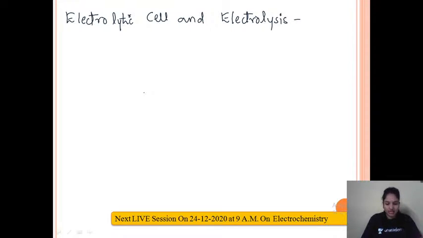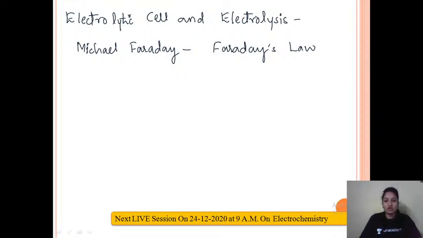So this electrolytic cell helps us in determining the amount of current that is flowing, right? So there was a scientist called Michael Faraday. He gave two laws, and these are known as Faraday's laws of electrolysis. What are these laws useful for? These laws help us to determine how much electricity is passing through a particular solution during electrolysis.